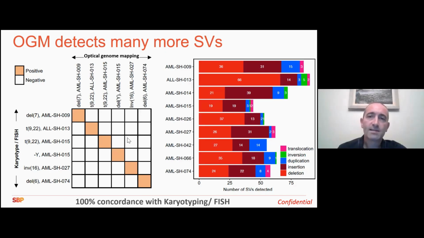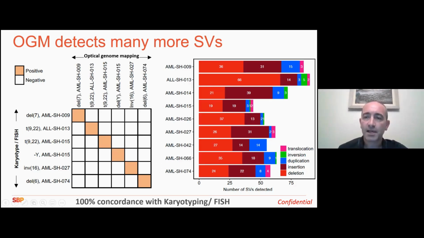But on the right-hand side here, what you can see is that there are many, many more structural variants that were also detected, even in the samples that were considered normal by traditional cytogenetics. We usually range from around 40 up to as many as 80. And all of these structural variants are filtered against a database of healthy volunteers. So none of these structural variants have ever been found in a healthy individual. These are all almost certainly involved in the pathogenesis of the disease itself.